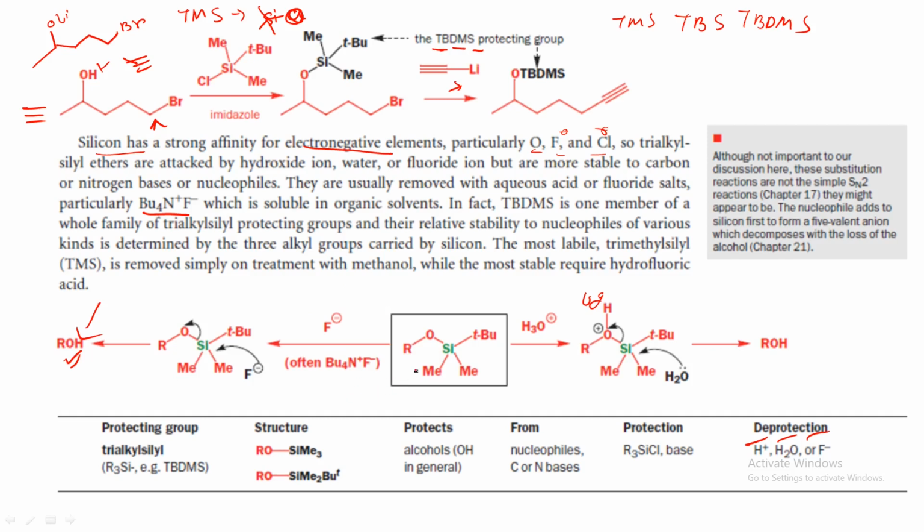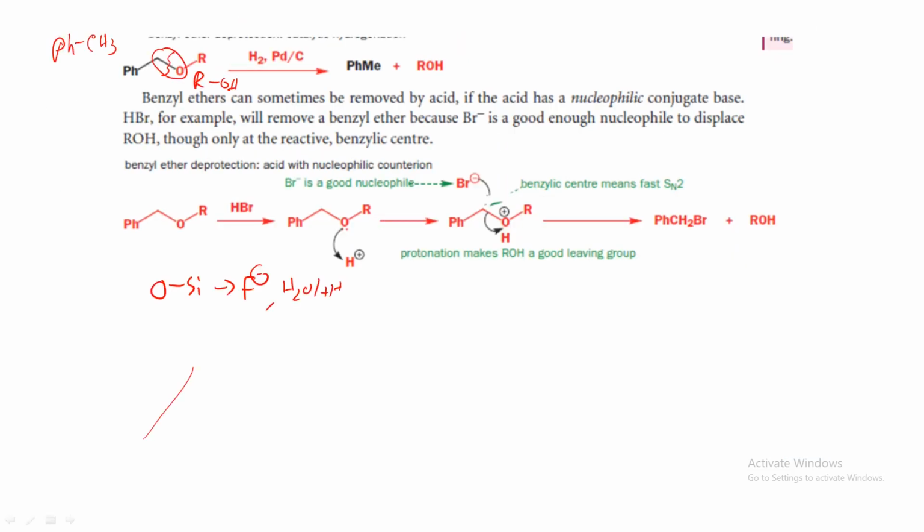And you can see acidic conditions can also be used, and chloride can also be used sometimes. Here you can see H3O plus. At first this particular oxygen is protonated with H plus, in acidic media, so we are using aqueous acids. Then H2O can easily attack the silicon, and this particular oxygen silicon bond can be broken. So that's how the deprotection works.